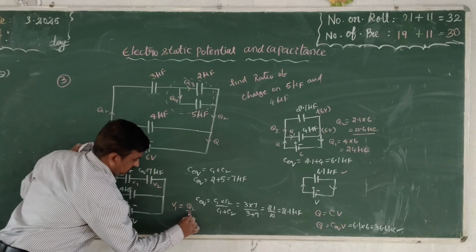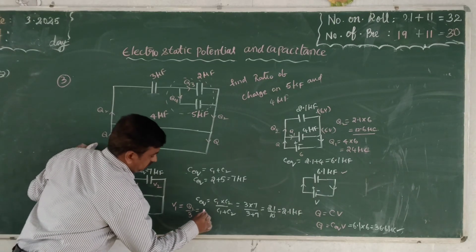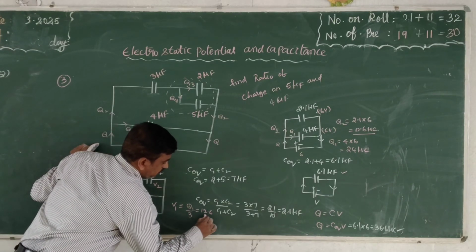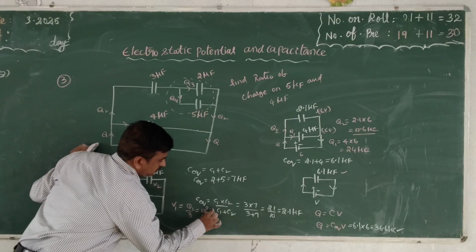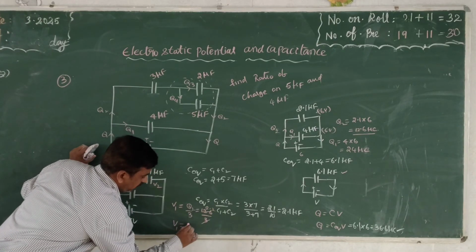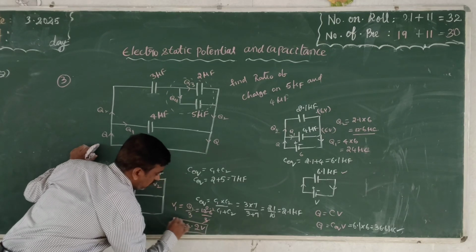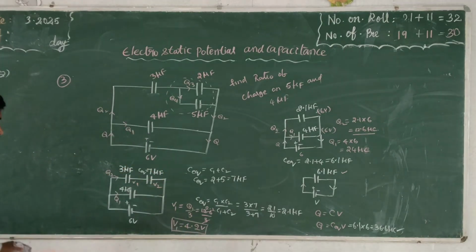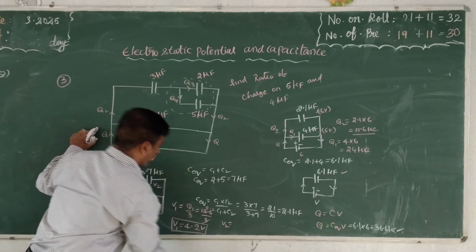Capacitance 3. Now Q2 is 12.6. 12.6 by 3. 3 ones 3, 3 fours 12, 3 twos 6. So what is V1 now? 4.2 volt. V1 is 4.2 volts. V2 we want to find out. What is the V2 formula?